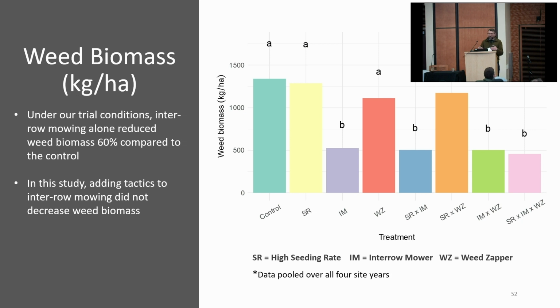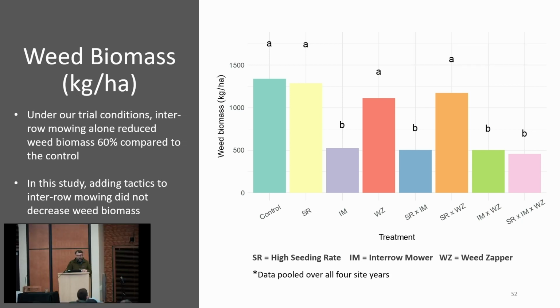And so what we saw in our research, and again, this is somewhat dependent on the species that we have and our conditions, our context, but we saw a 60% reduction with the inter-row mower compared to the control. And so we were really excited about that. It didn't seem to matter if we were adding additional practices to the inter-row mower. We stayed at that 60% reduction across the board here. So I think there's a lot of potential for inter-row mowing. I'm, again, really excited about this approach and the tools that are being developed that are out there.